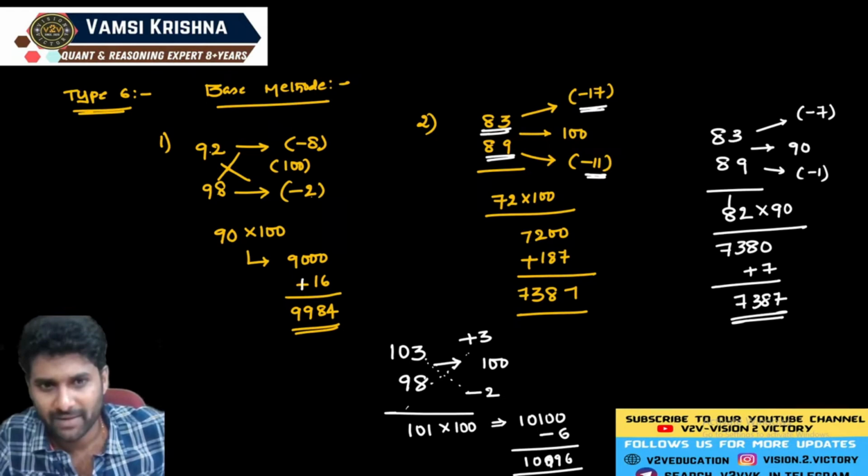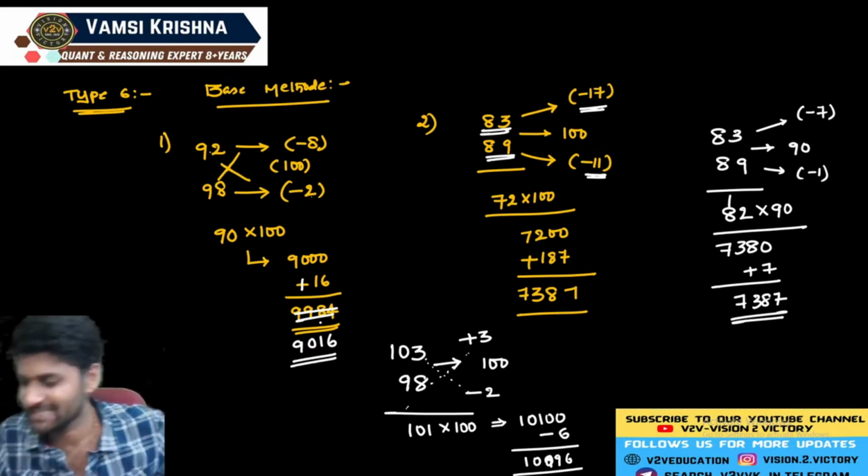Sorry, Akshay. Yes, yes, I made a mistake here. It's 90. Yeah, yeah, thank you for correcting me. Why? Because minus 8 multiplied by minus 2 is plus 16. Yes, yes.